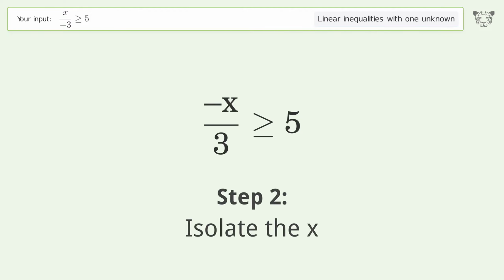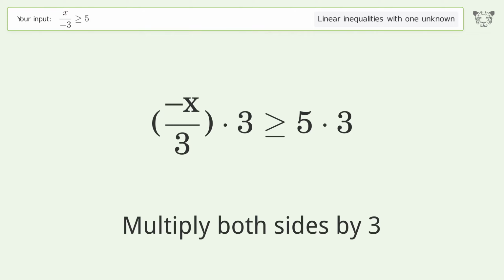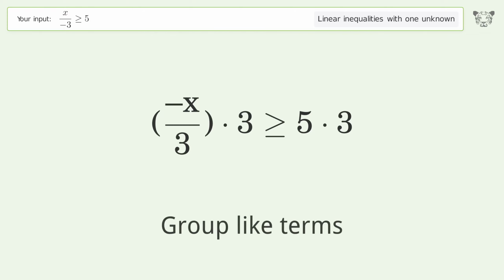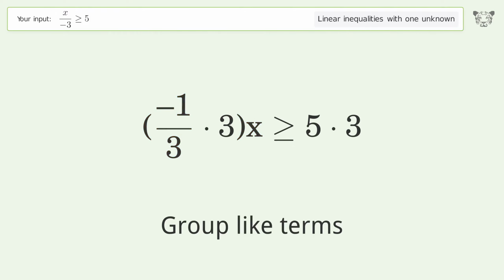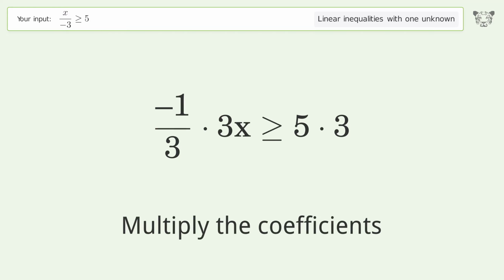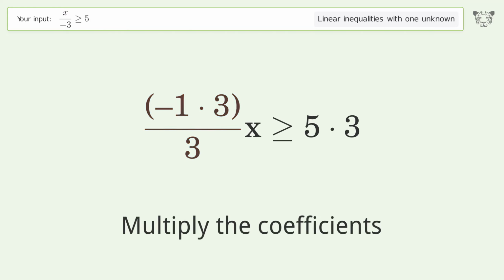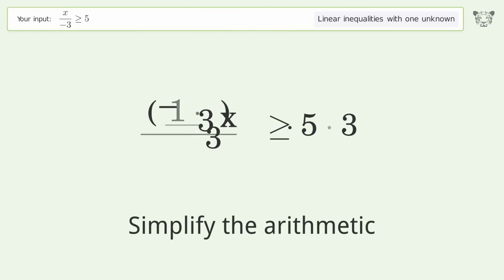Isolate the x. Multiply both sides by 3. Group like terms. Multiply the coefficients. Simplify the arithmetic.